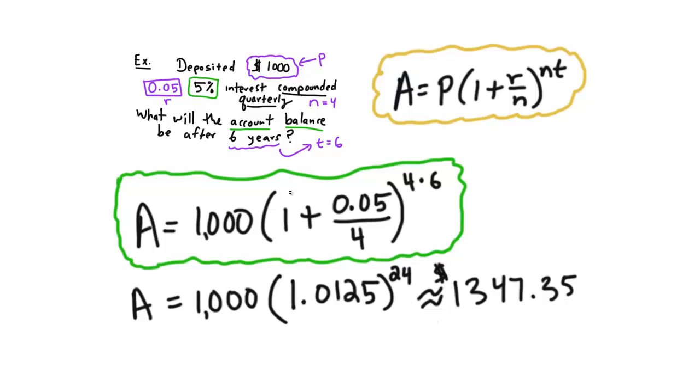Okay, so after 6 years, your initial amount of $1,000 increased to this amount here, which is $1,347.35. And we're done, and we're happy.